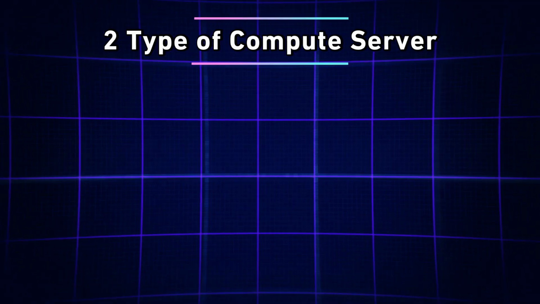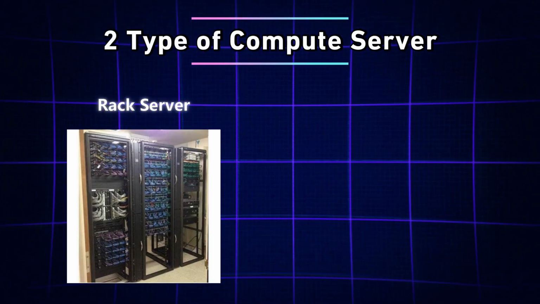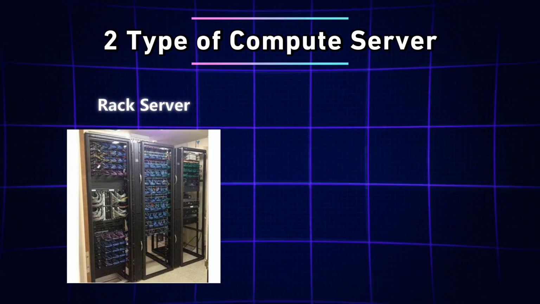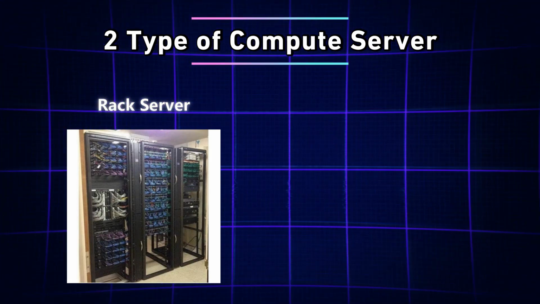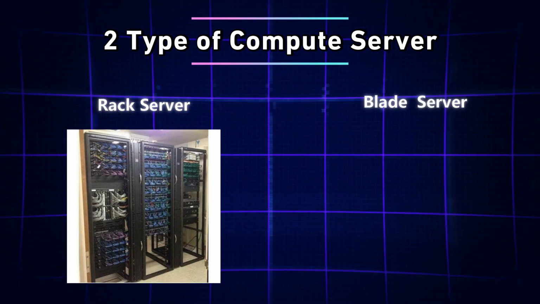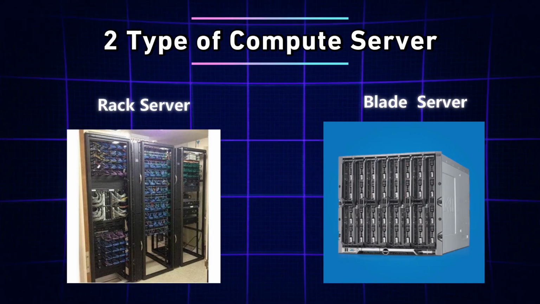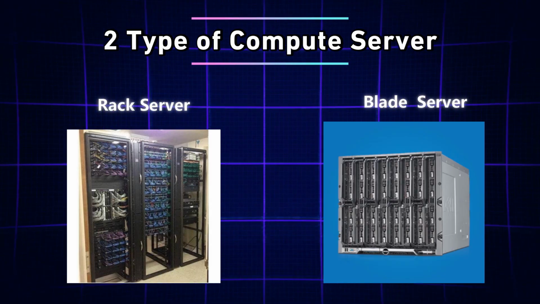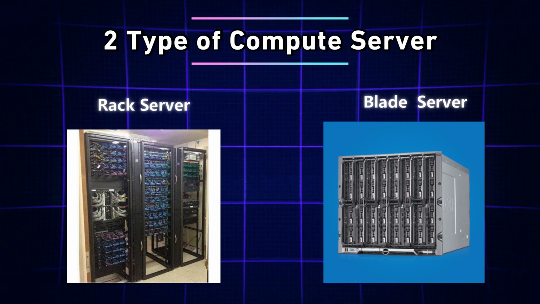There are mainly two types: rack servers. These are flat, rectangular servers stacked inside cabinets called racks. They are easy to install, scalable, and commonly used in most data centers. Blade servers. These are more compact and powerful. Multiple thin servers are inserted into a chassis, saving space and reducing wiring. They offer higher performance and better efficiency.